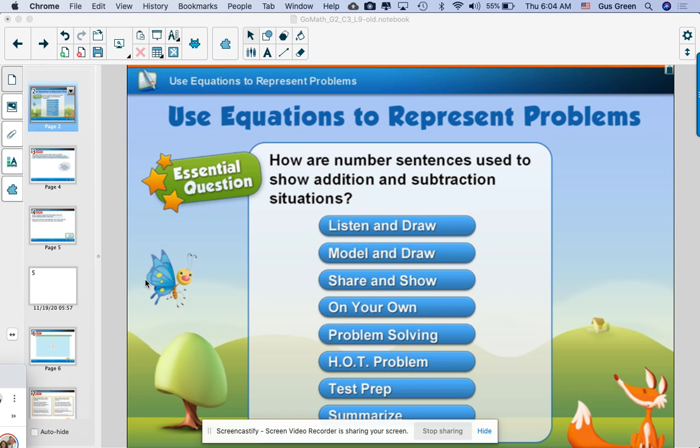Tomorrow we'll start our review, and Monday we'll finish our review, and then Tuesday before Thanksgiving, we'll go ahead and take our third math test this year. So today's main essential question, how are number sentences used to show addition and subtraction situations?